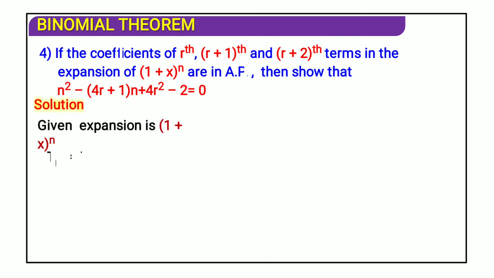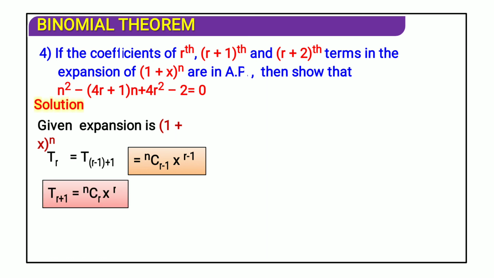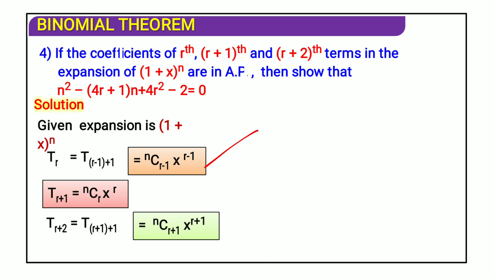See, the rth term is T(r minus 1) plus 1, that seems to be nC(r minus 1) x to the power r minus 1, with a equal to 1 over here. Tr plus 1 is equal to this thing, and Tr plus 2 is equal to this thing: nC(r plus 1) x to the power r plus 1. These three terms are in AP. This, and this. These three are in AP.